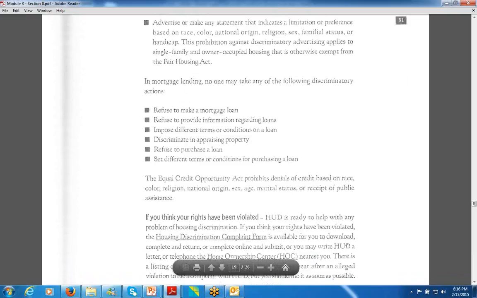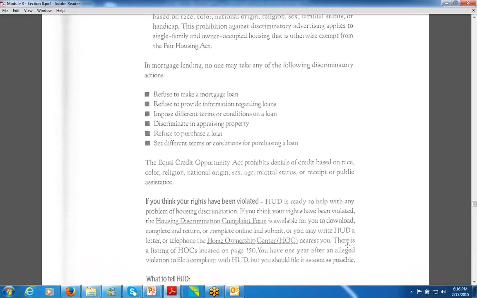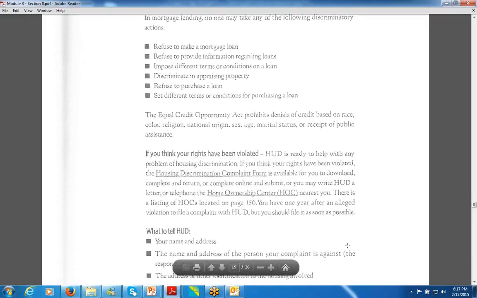Okay, and things that they cannot do: refuse your loan because of any of this. Refuse to provide you information regarding loans, impose different terms or conditions, discriminate in appraising the property, refuse to purchase a loan, set different terms. All of these things, believe it or not, continue to happen.